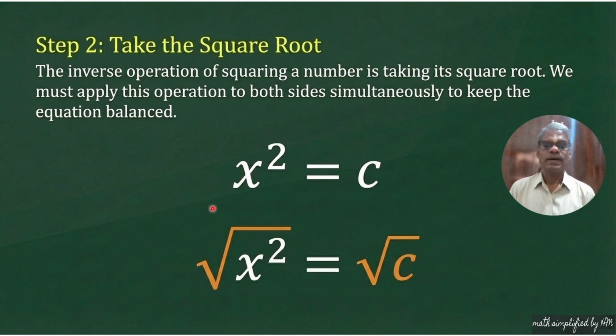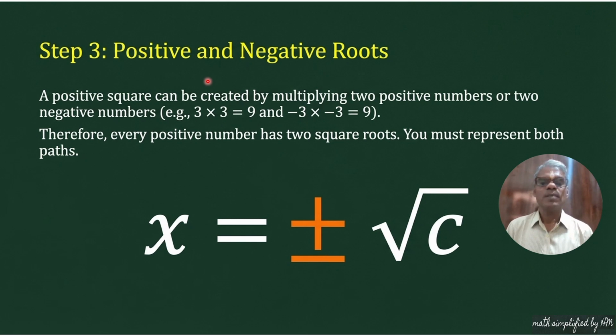Now we have written the equation as x square is equal to c. So taking square root of both sides, we get square root of x square is equal to square root of c. Third step, writing the positive and negative roots. A positive square can be created by multiplying two positive numbers or two negative numbers. This we know very well. Example, 3 into 3 gives 9 and minus 3 into minus 3 also gives 9. Therefore, every positive number has two square roots. You must represent both paths. Therefore, x is equal to plus or minus square root of c.